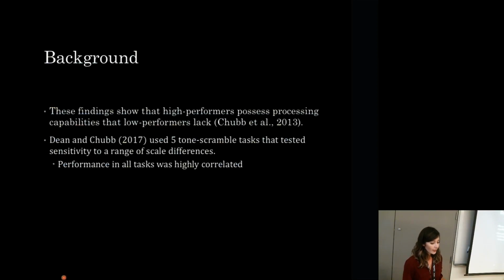So Dean and Chubb in 2017 investigated this idea further by using 5 more tone scramble tasks that tested the sensitivity of individuals to a range of different semitone scale differences, and found that performance in all of these tasks was highly correlated. So therefore, they named this processing capability R, or scale sensitivity.